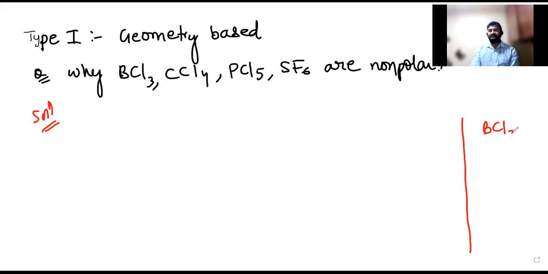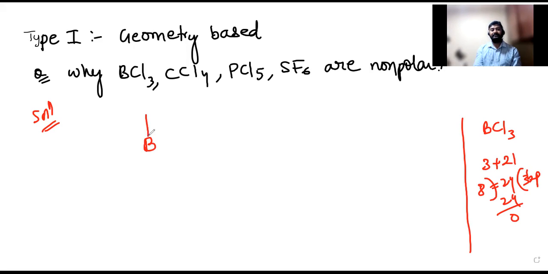So BCl3, I'll be doing it just for quick purpose, and I'll tell you how to do it. Boron has valence electrons 3 and chlorine is 7, so 3 plus 21 is 24. Divided by 8, that will give me 3 with remainder 0. So that means 3 bond pairs, no lone pairs. Since there is no lone pair, the molecule can have zero dipole moment. Now let's draw the diagram. This is the diagram of BCl3.